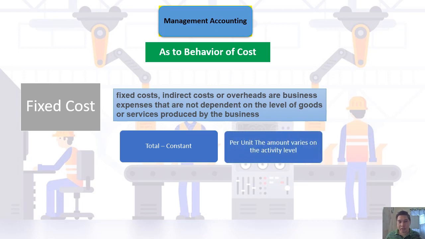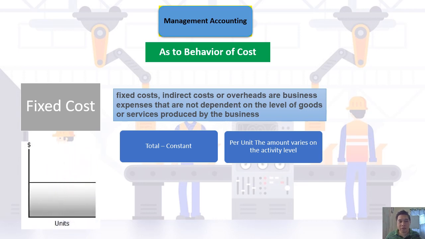Pero as per unit, since nga constant niya in total at ang activity level naman ay hindi naman niya nakadepende doon sa fixed cost natin, ang per unit po natin nakadepende po yan sa level ng activity. So the more activity level, the less the per unit ng fixed cost natin.